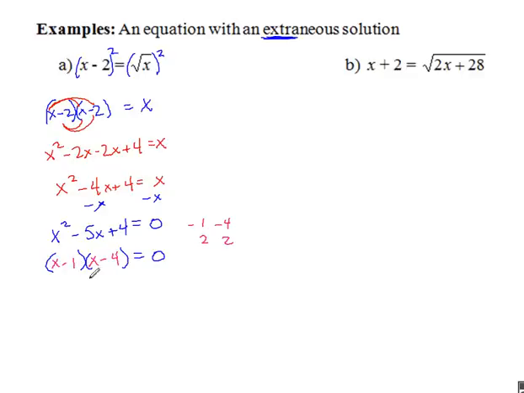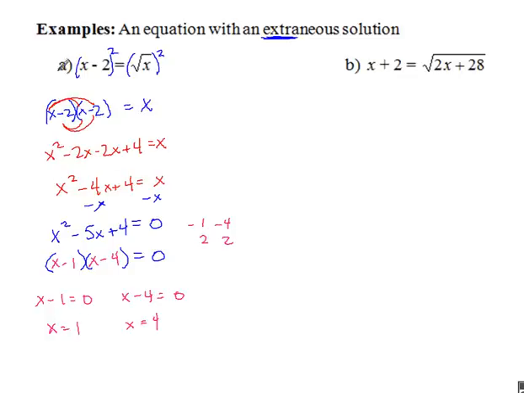Now, the zero product property states that either this has to be 0 or that has to be 0 or they're both equal to 0. So I set each part equal to 0. x minus 1 equals 0 or x minus 4 equals 0. And then solve for x. x equals 1, x equals 4. And you would think that maybe we're done, but we're not, right? We need to check for that extraneous solution.